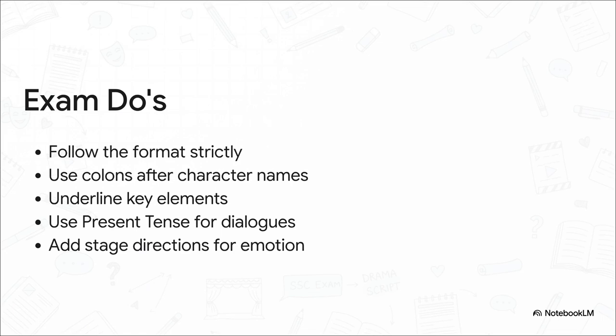First, stick to the format. No exceptions. It shows you know the rules. Second, always use a colon after a character's name. Third, make sure you underline the title, the list of characters, and the setting. It just makes everything neat and easy to read. And of course, use present tense for dialogue and add those stage directions to bring your characters to life.